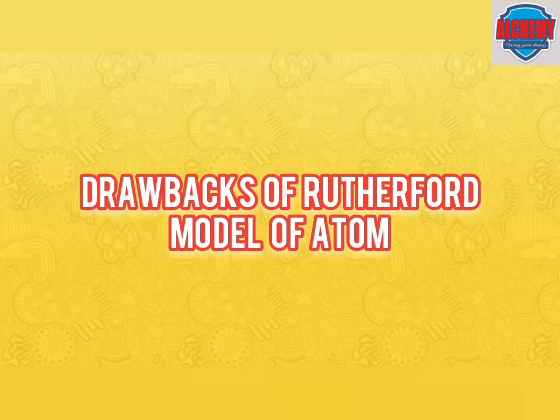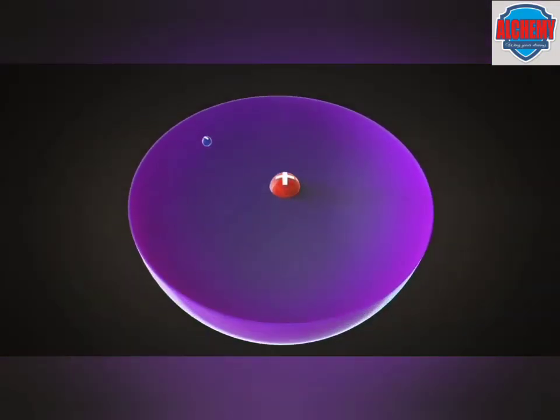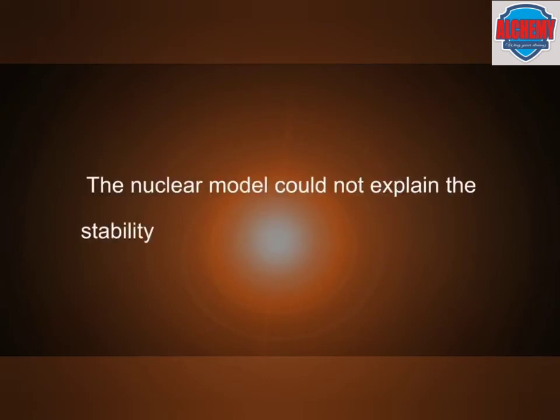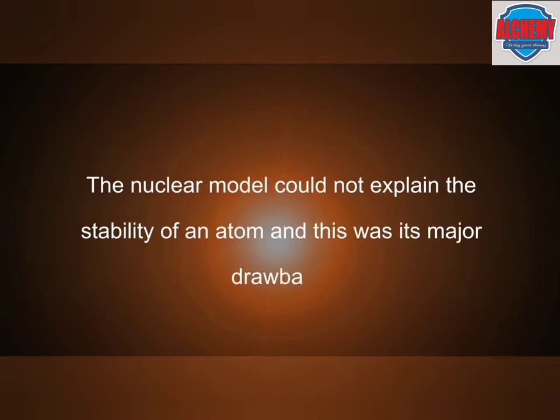Now we will discuss the drawbacks of Rutherford model of atom. A body while moving in circular motion will undergo acceleration. On undergoing acceleration, it should lose some energy. So the energy of the electron should keep on decreasing. As a result, the path in which it is moving should become smaller and then finally fall into the nucleus, and hence the atom should collapse. So, the nuclear model could not explain the stability of the atom, and this was its major drawback.